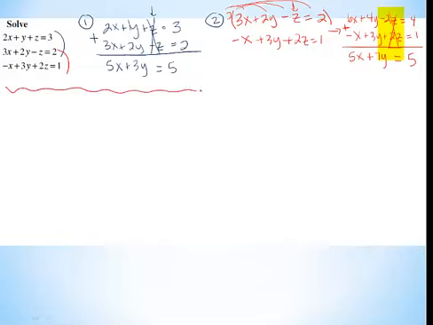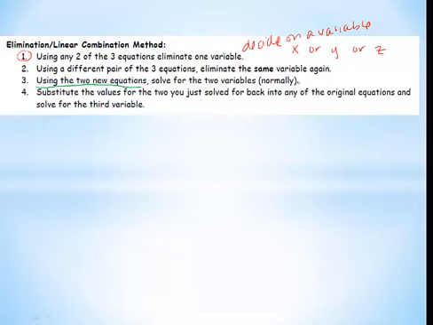So step 1 and 2 are done. Step 1 and 2 are basically just to get it ready to be done. So step 3, once you get to step 3 properly, then you should be home free, because it says using the 2 new equations, solve for the 2 variables normally. So this is now what you did back in the previous lesson with elimination or substitution. So now it should look like a normal problem, mainly with x and y.